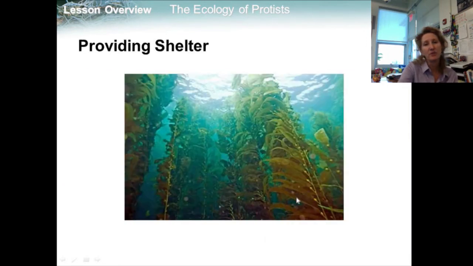The largest known protist is giant kelp, a brown algae that can grow more than 60 meters in length. Kelp forests provide shelter for many marine species. Kelp is also a source of food for sea urchins too.